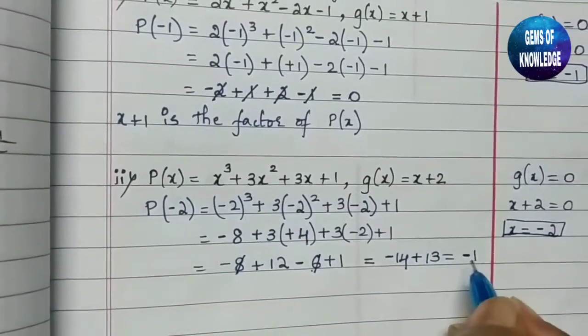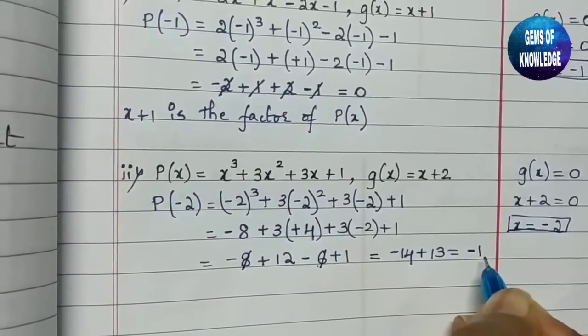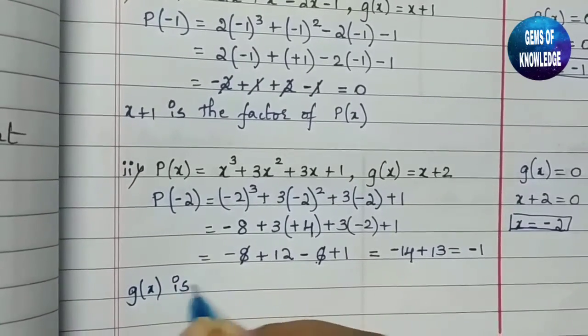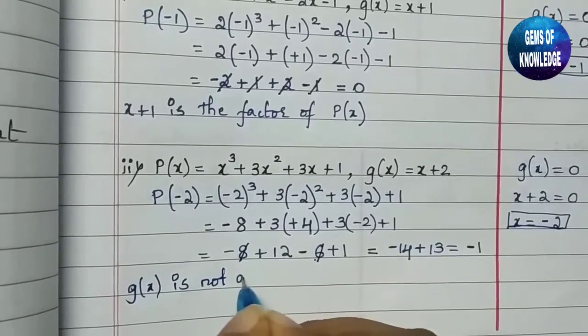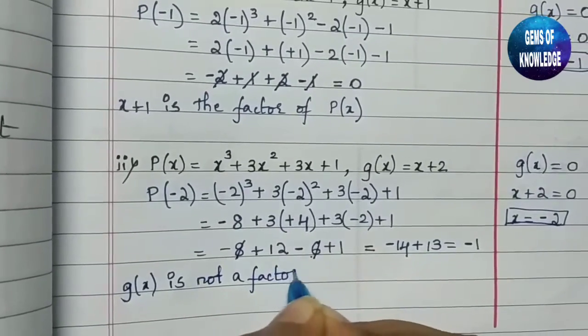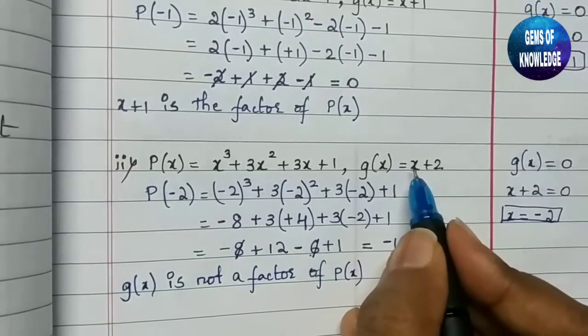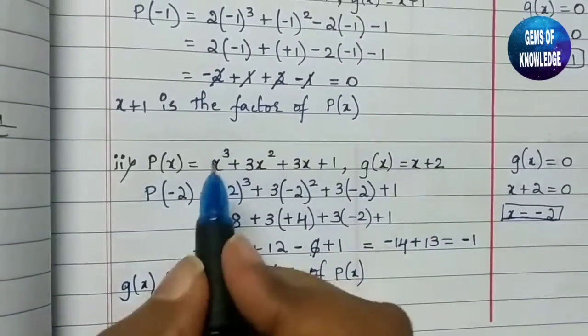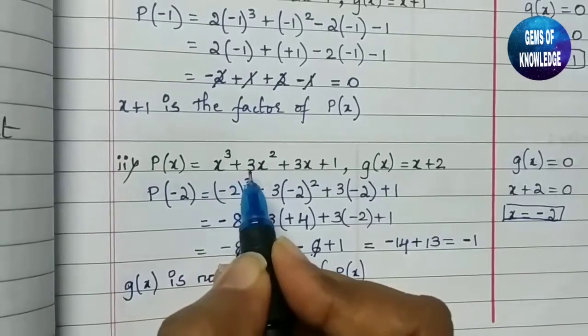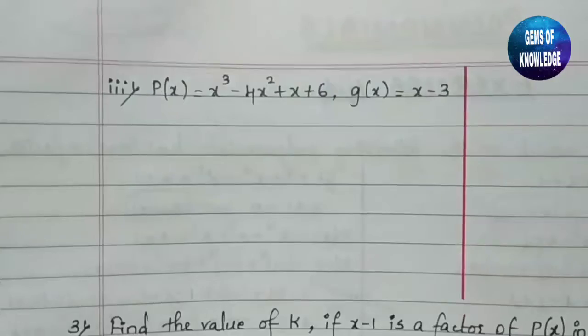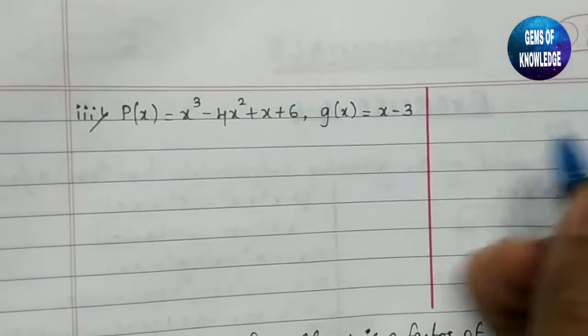Okay. So as we are getting the value as minus 1, directly we can write g of x is not a factor of p of x. Or directly you can write x plus 2 is not a factor of x cube plus 3x square plus 3x plus 1. Okay, so you can see the next question here.